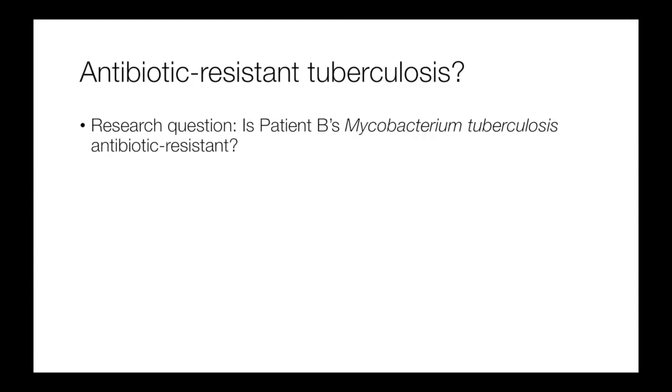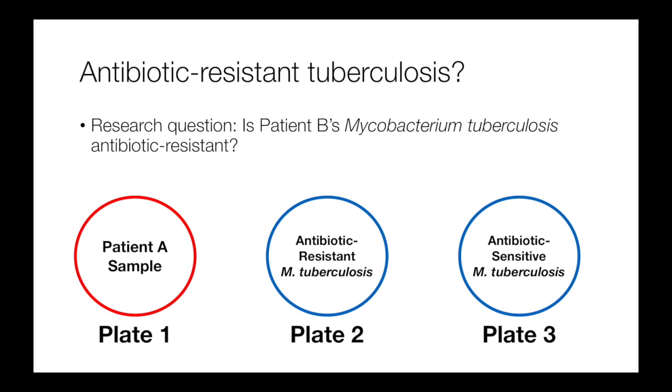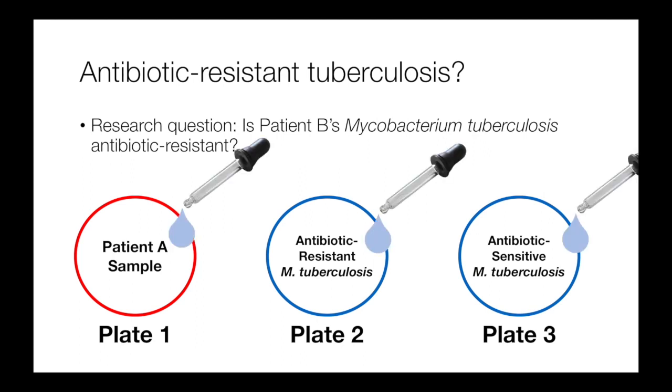Let's do a different problem. What if I'm testing a patient B, that I know has tuberculosis? I want to know whether or not patient B's Mycobacterium tuberculosis, the bacteria involved, are antibiotic resistant. I plate it on plate 1. On plate 2, I put antibiotic resistant tuberculosis. On plate 3, I put antibiotic sensitive tuberculosis. On all 3 plates, I administer antibiotics. Which plate is the negative control? Which plate is the positive control? Pause the video now and come up with your answers.